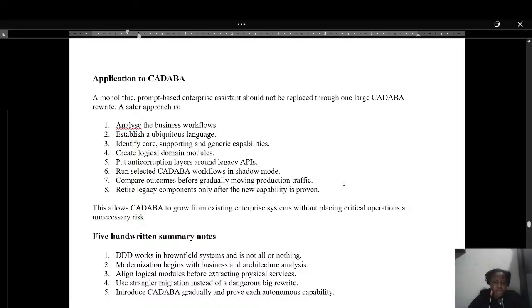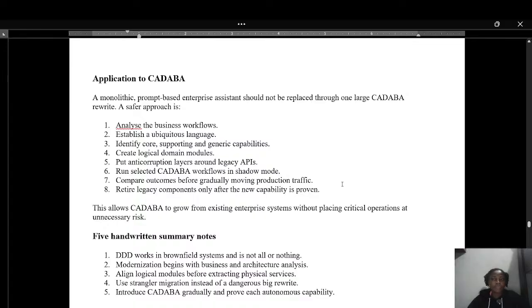Align the logical model before extracting physical services. So make sure you look at logical models. Logical models are how the application communicates, how the applications interact together, and the logical model is also the data model, how you design the business logic and the rules of getting data from each application and storing them in the databases. Use strangler migration instead of a dangerous big rewrite.